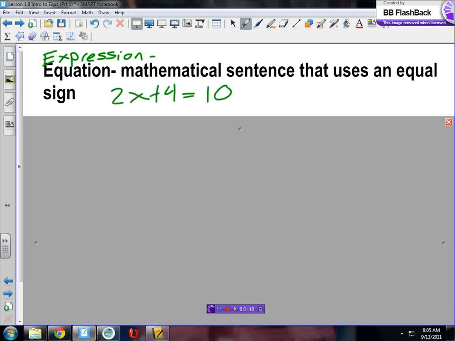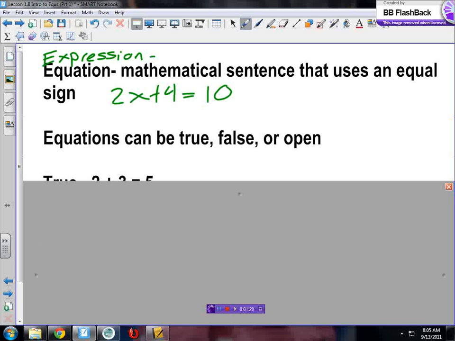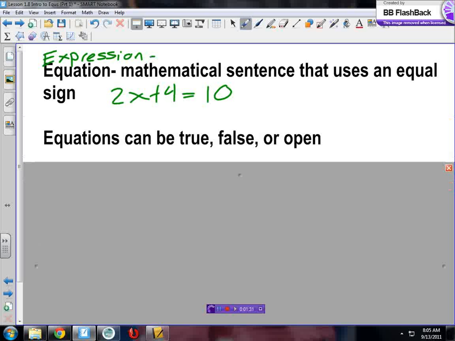Now, it's not a big deal to know the technical difference between these two. Pretty much if somebody says equation or expression, they're talking about whatever math sentence they gave you, right? Most of us can figure it out without it, but I just thought I'd let you know. All right? Now, equations can be true, they can be false, or they can be open. Those are three options for equations.